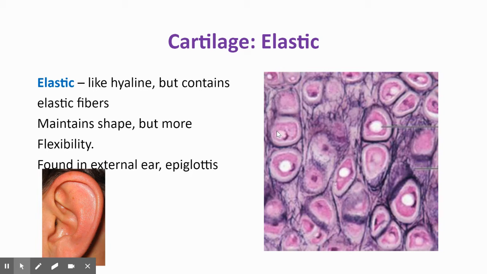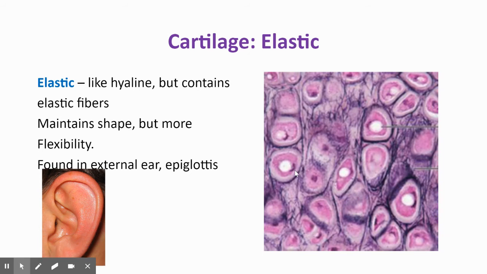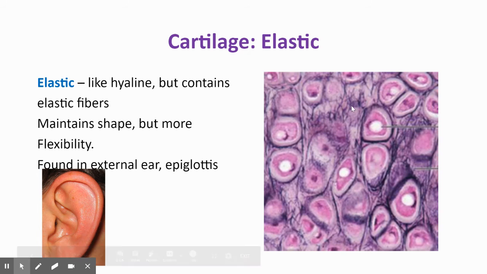bend your ear. And if you look at the microscopic picture of the cartilage, you'll see, once again, you've got these little structures that look like eyeballs staring back at you. But if you notice in the background, there are these fibers. And so these little fibers, they kind of look like little hairs. These are the elastic fibers. And so that's why it's called the elastic cartilage.